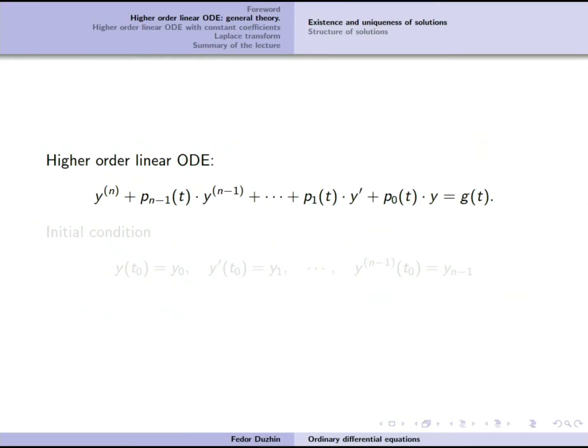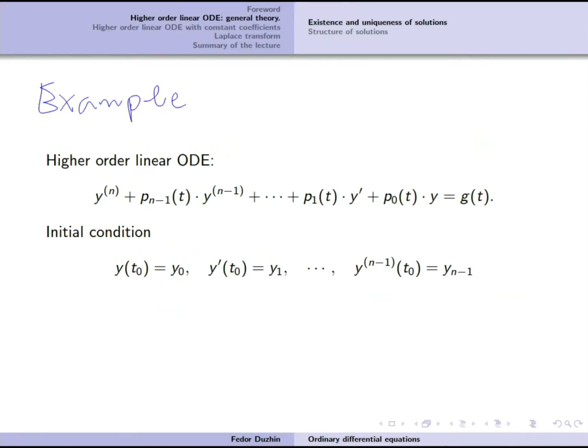So here is a higher order linear differential equation. And an initial condition for a higher order linear differential equation specifies the value of the unknown function, the value of its first derivative, second derivative, and so on, up to derivative of order n-1. So let me write down some example. Suppose that I have derivative of order 4, plus, say, cosine t times the second derivative, plus ln t times y equals some function, say e to the minus t, whatever. And since the logarithm is present, it means that t has to be positive.